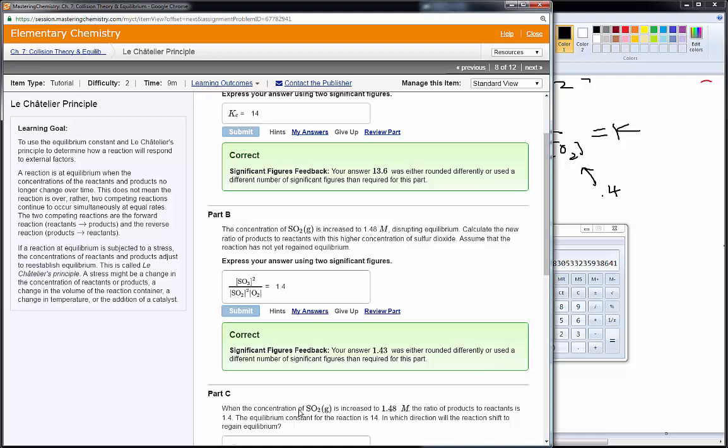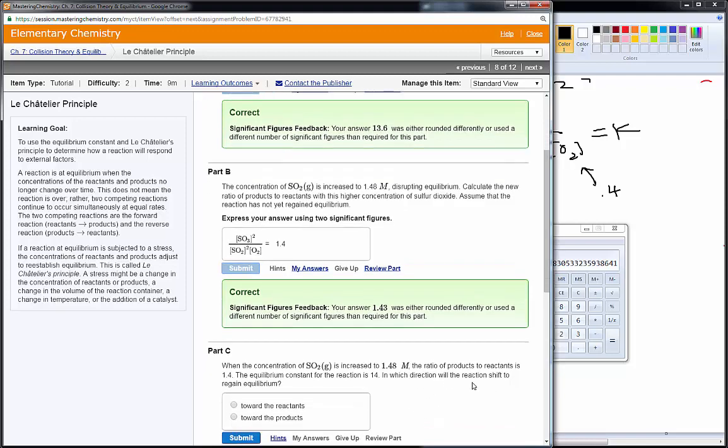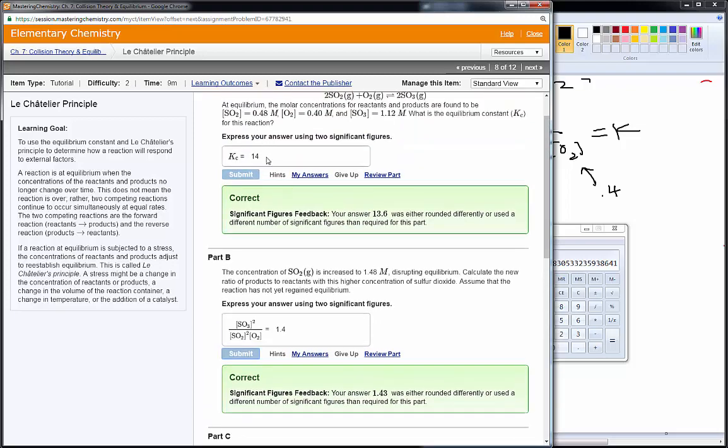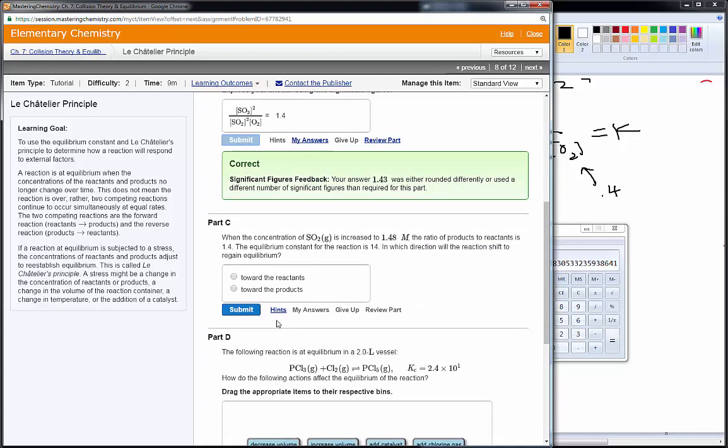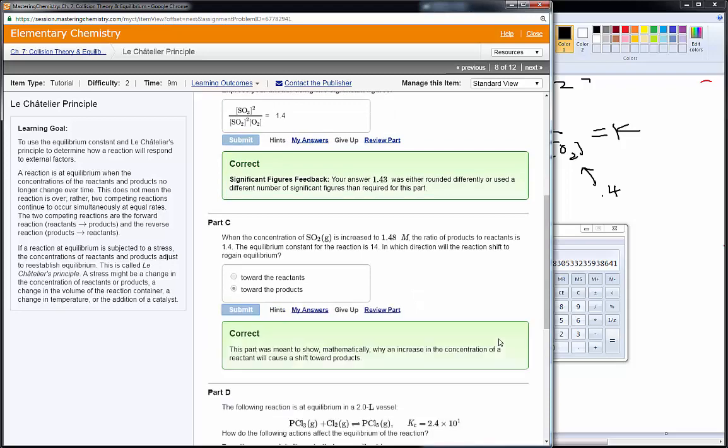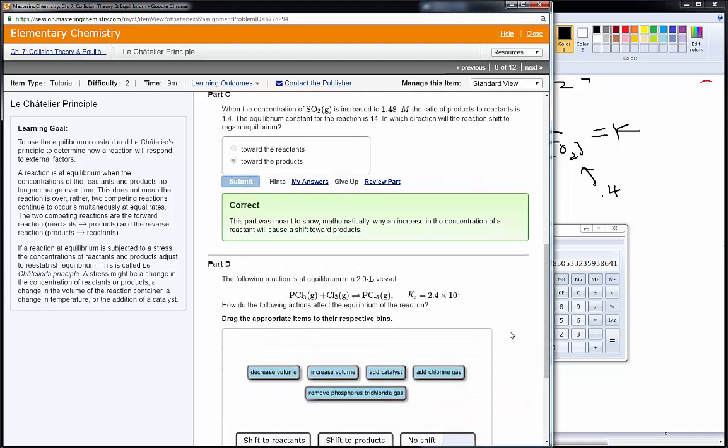All right, so when the concentration is increased, the ratio of products to reactants shifts. In what direction will the reaction move to regain equilibrium? Well, a higher number indicates a higher ratio of products to reactants. So since now I have a lower number, we know we want to regain equilibrium. We're going to move towards making more products because we need to reestablish this number that has a higher ratio of products to reactants. So we're going to move towards the products. Okay. And mathematically, you can see why that would be.